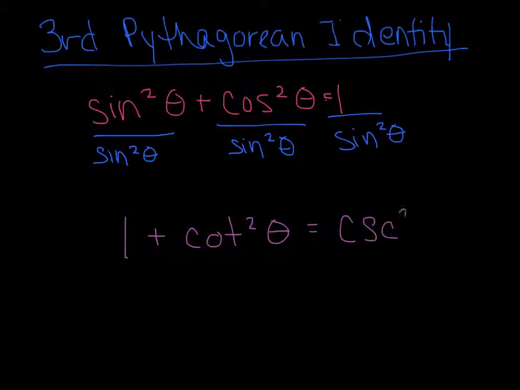cosecant squared. And that's the third Pythagorean identity.